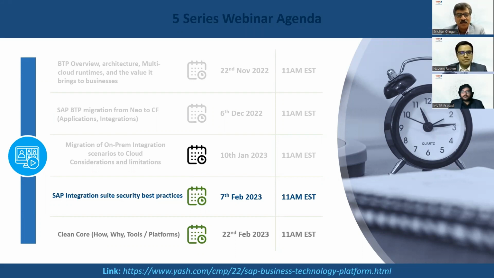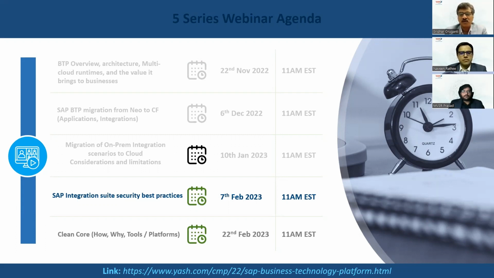As Naveen was explaining, we started this as a 5-series webinar. We covered the overall BTP overview, the architecture, the runtimes, and so on. Initially we introduced BTP as a platform to everyone. Then we followed with the next webinar in the series, on application migration from the old SAP Neo platform to the Cloud Foundry runtime. We also spoke about migration of on-prem integration scenarios to cloud, the various considerations, limitations, our experiences, and so on.